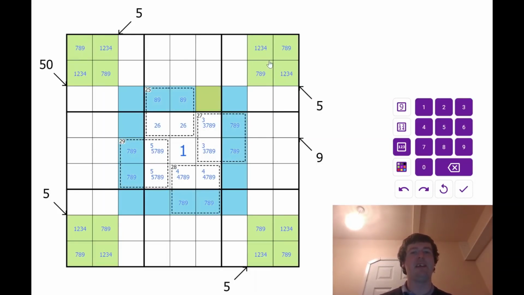And similarly, we've got 8 1s, 2s, 3s, and 4s in the corners, which need to correspond to 8 1s, 2s, 3s, and 4s in the central ring, and we've only got 8 places where we can put them. So these cells have to be 1, 2, 3, or 4. And that's important because it lets us narrow down the possibilities for this 9 arrow.